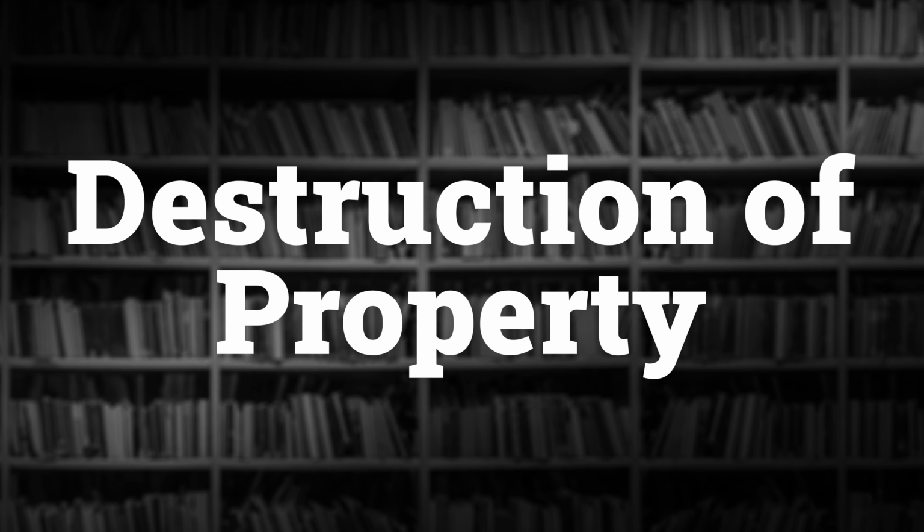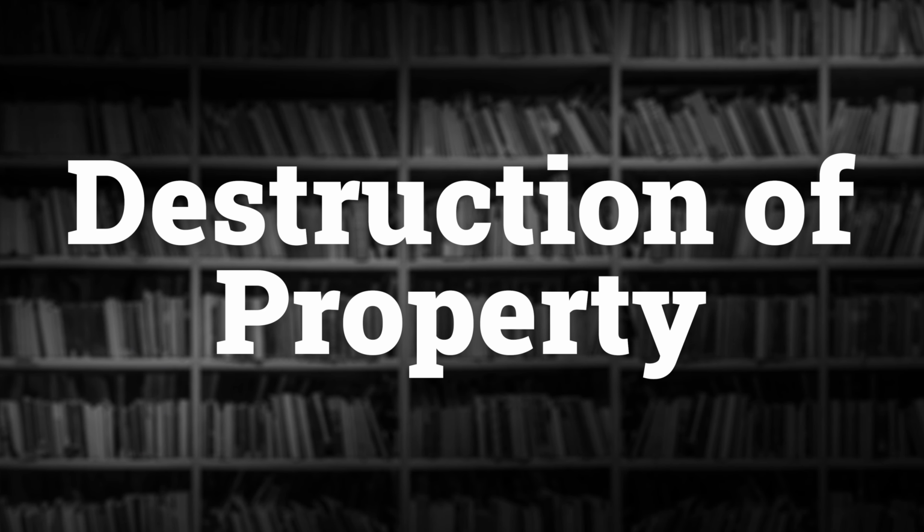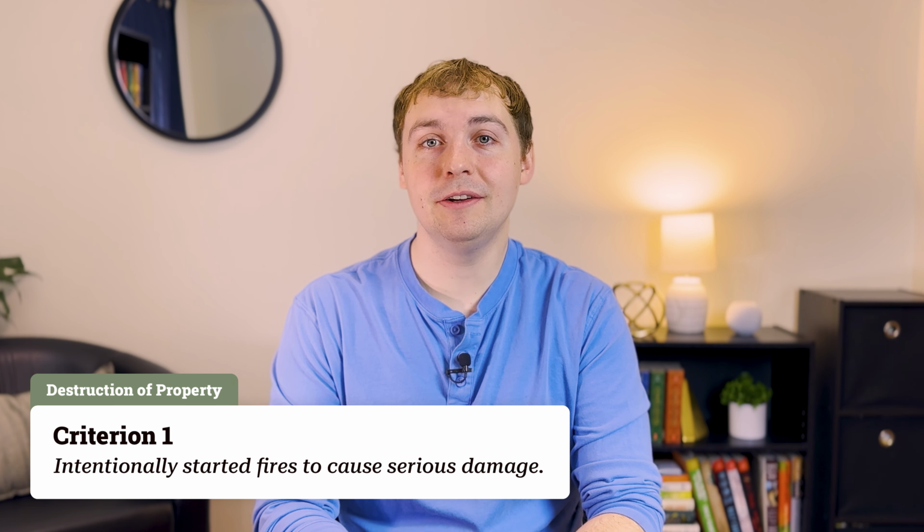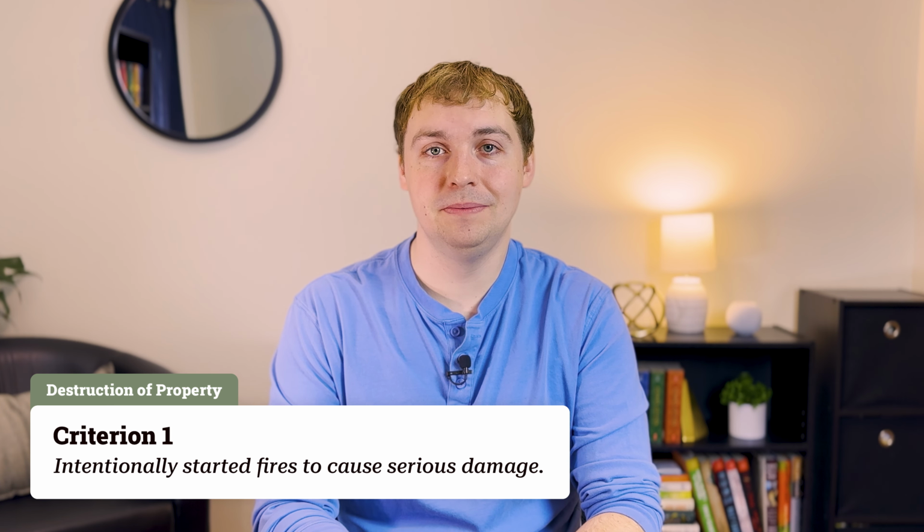Now we're going to move on to the second category, which is destruction of property. And in this category, we're only going to be looking at 2 criteria. The first is if the person has intentionally started fires to cause serious damage. Again, looking at the wording here, there are some important things that we're going to want to pay attention to. Intentionally would be the first, meaning that they're starting this fire on purpose and that they know what is likely to come from the fire itself. If they start the fire by accident, that's probably not going to fit here for this criterion.